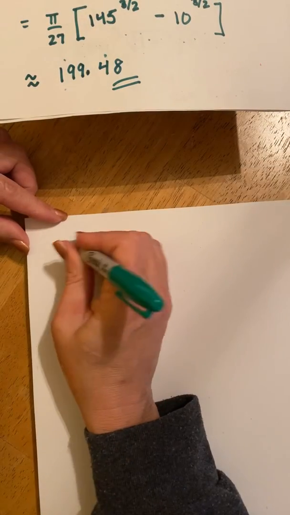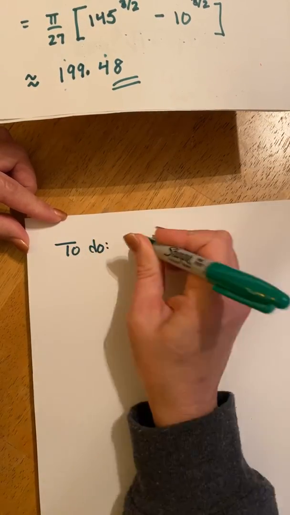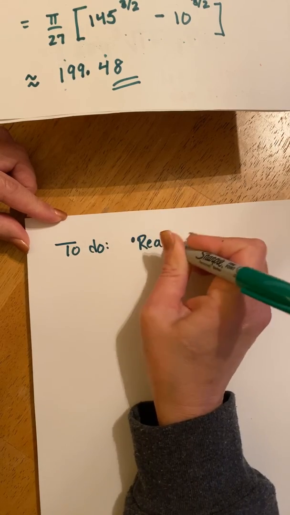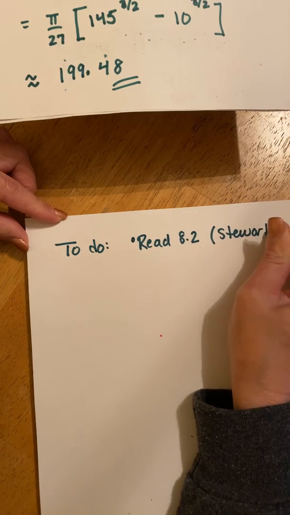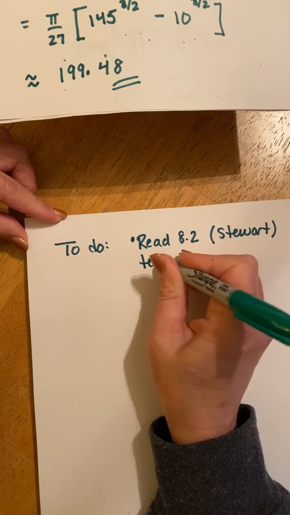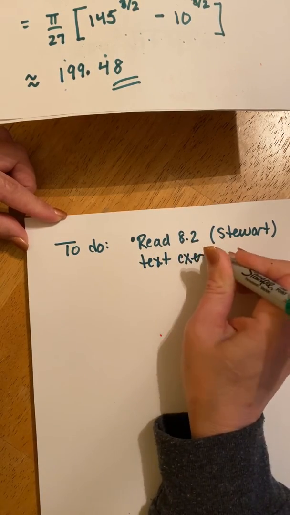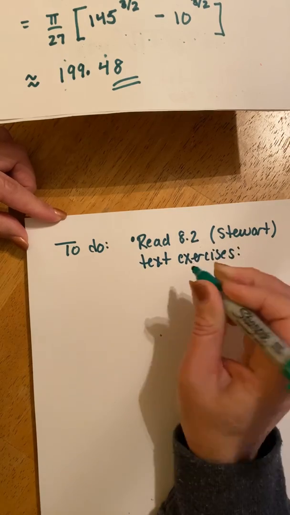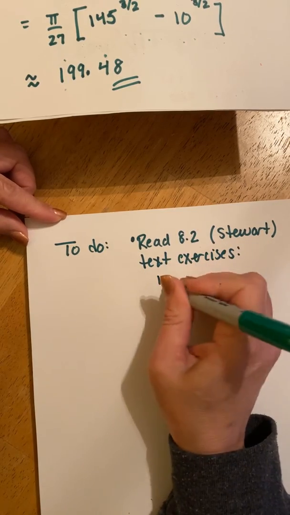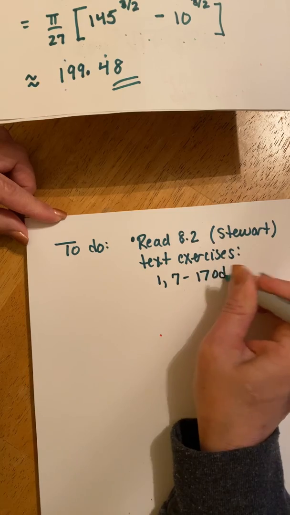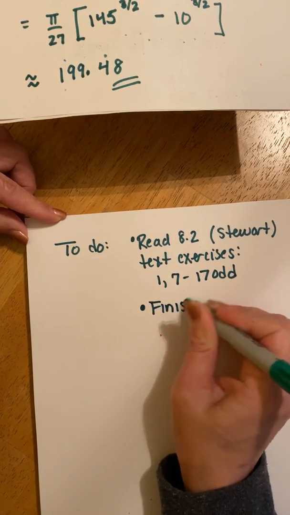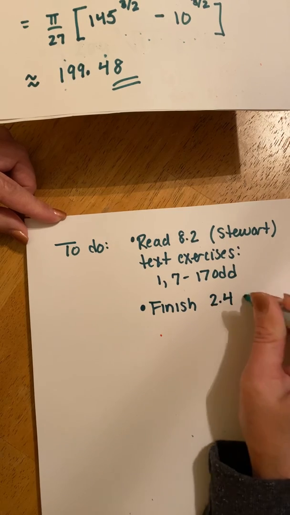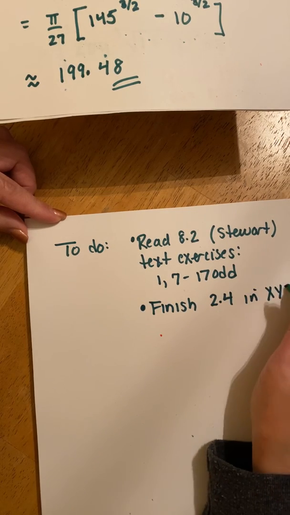So you are going to read 8.2 in your textbook, text exercises 1, 7 to 17 odd, finish 2.4 in XYZ.